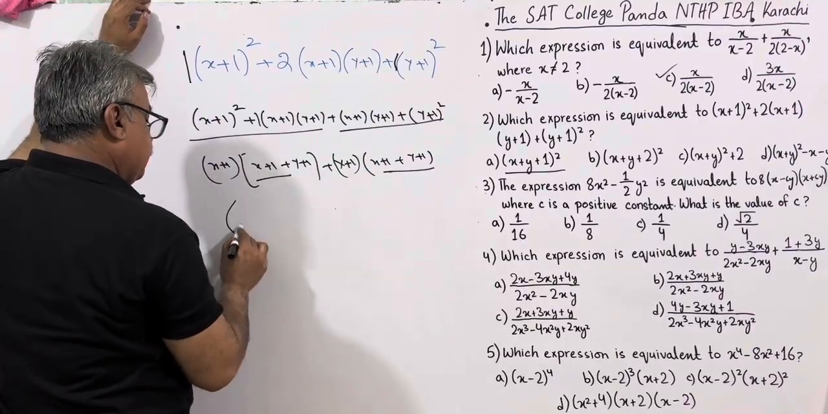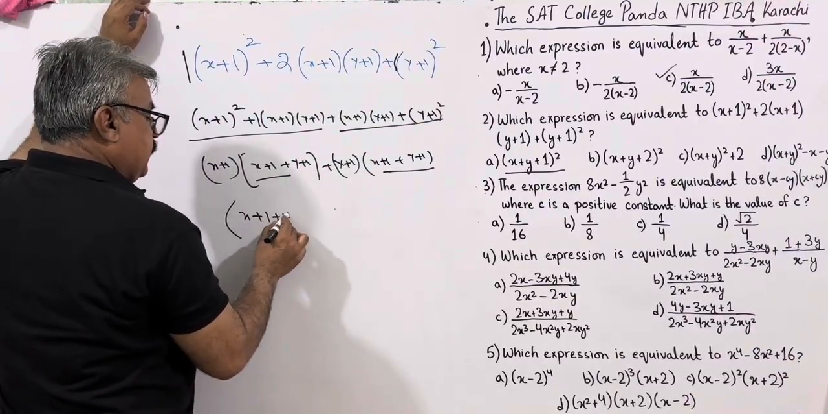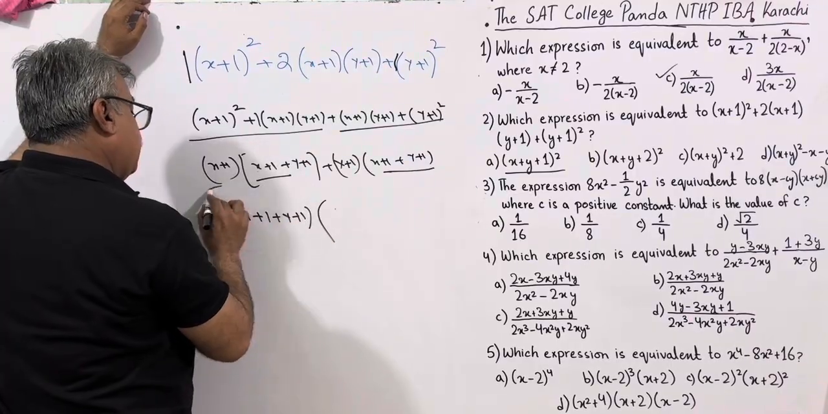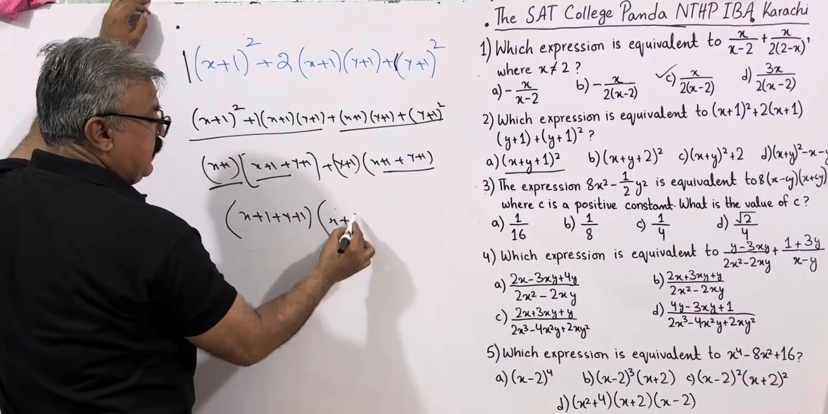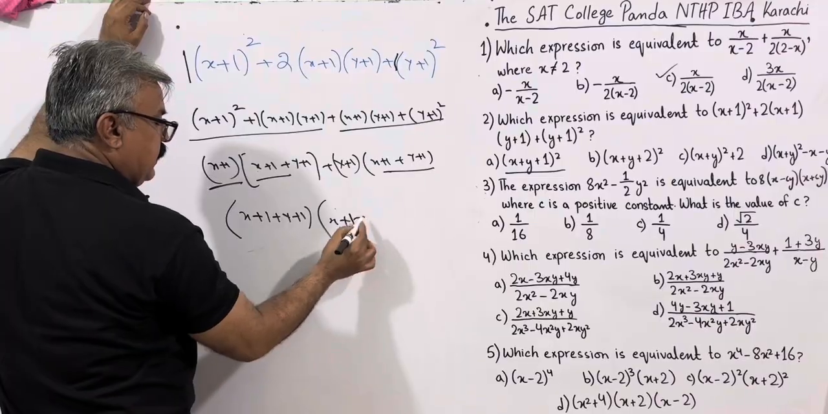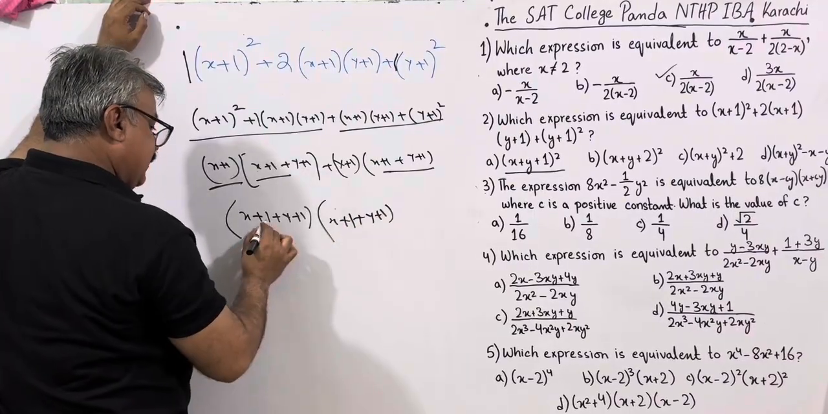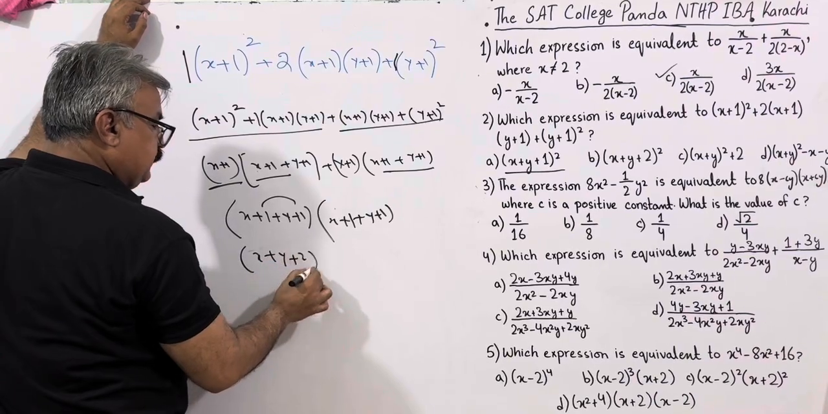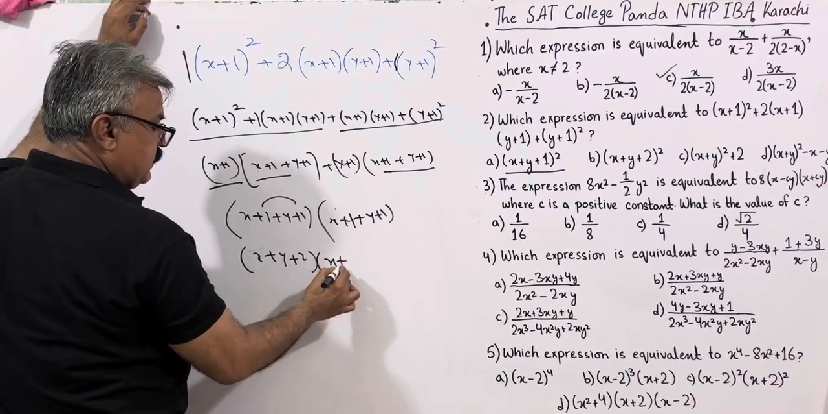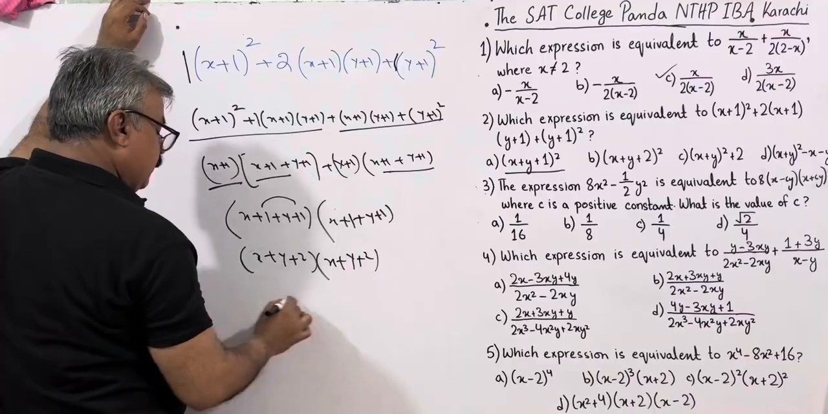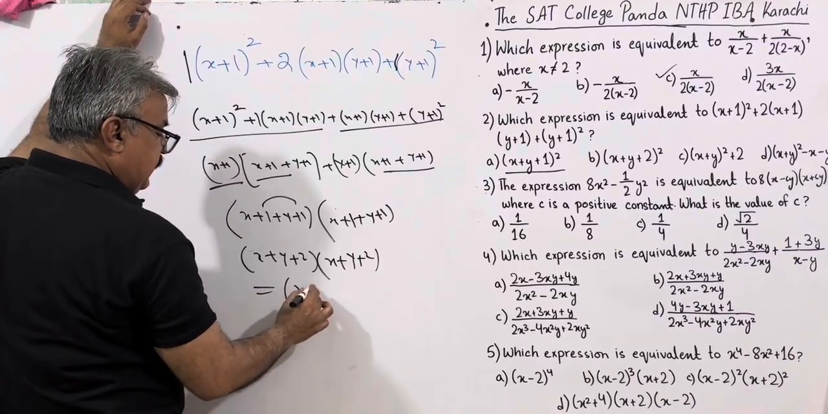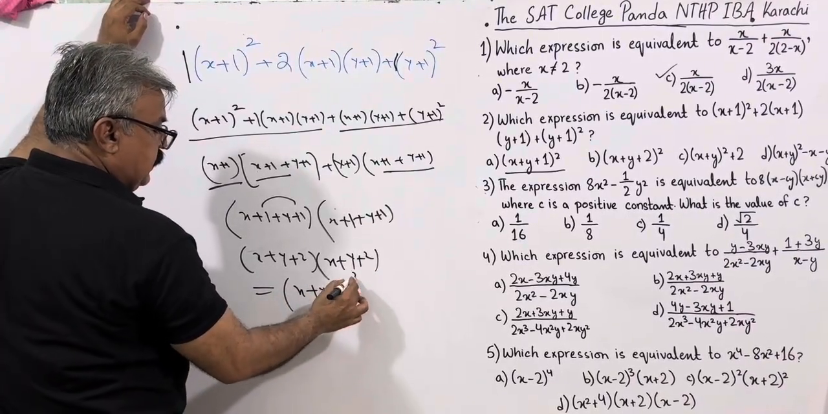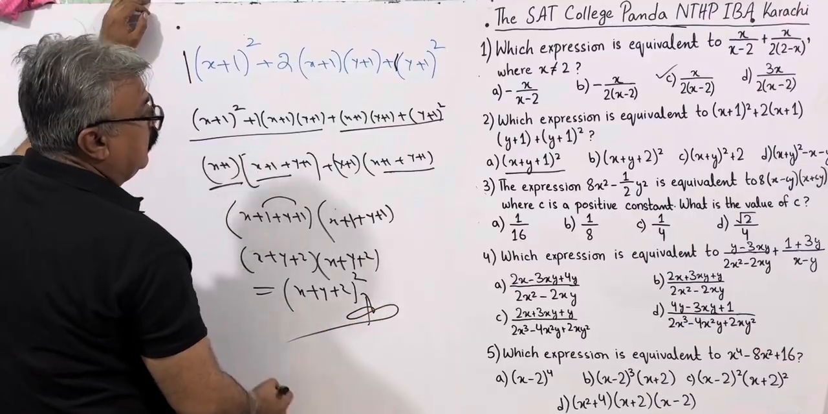Taking them common, x plus 1 plus y plus 1 common. From here, x plus 1 remains. From here, x plus 1, sorry, and y plus 1. 1 and 1, it will become 2. We have x plus y plus 2. And this is also x plus y, 1 and 1, 2. Both brackets are identical. I can write x plus y plus 2 whole square.